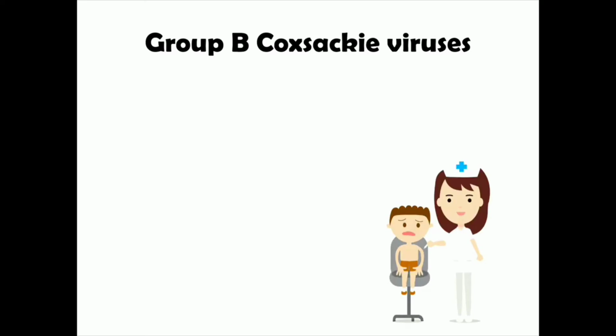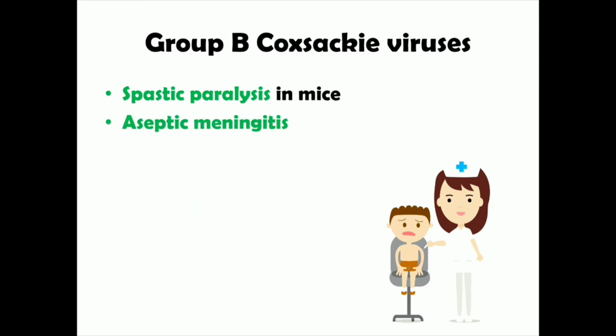Group B coxsackieviruses can infect any age group. They most commonly infect children particularly. When injected intracerebrally into the mice, Group B coxsackieviruses will cause spastic paralysis. All serotypes of Group B coxsackieviruses can cause aseptic meningitis in humans.